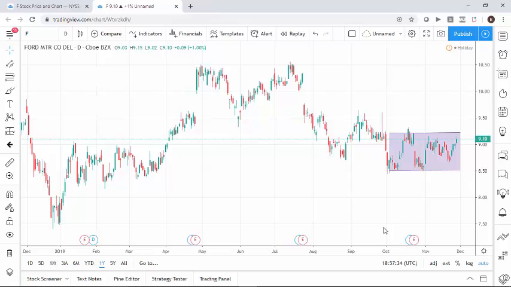But here over the last 2 months, I'm looking at this like, hey, this might be a sideways price channel, and so I'm not going to really look to buy or sell this stock until we really are out of this channel.